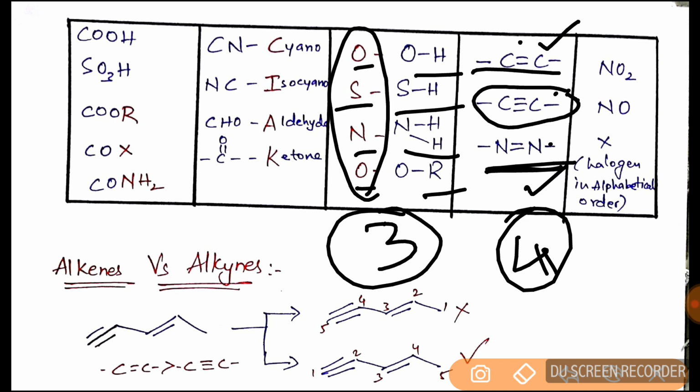And coming to the fifth column, it's easy to remember because you just have these 3. First is NO2 and then NO and then comes halogen. In halogen groups, the preference is given according to alphabetical order. For example, B for bromine, so first comes bromine, and C for chlorine, F for fluorine, I for iodine.